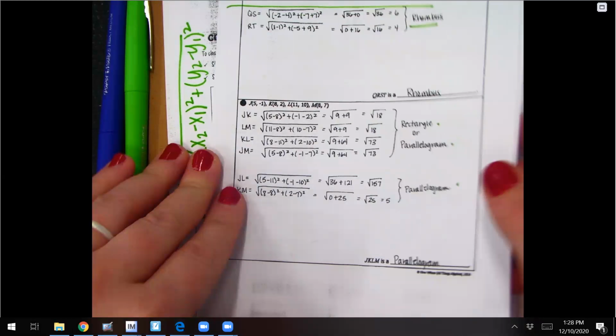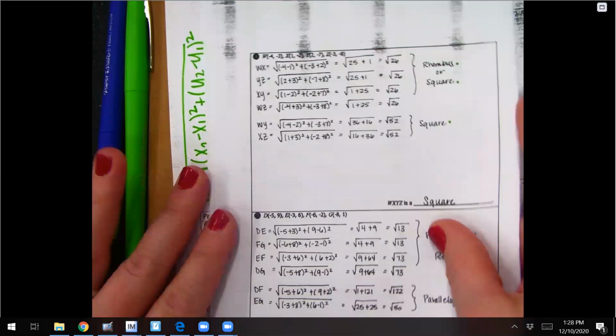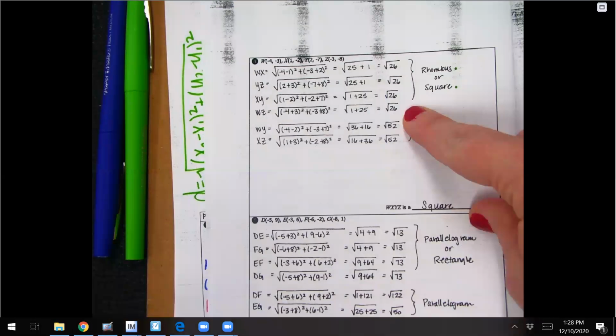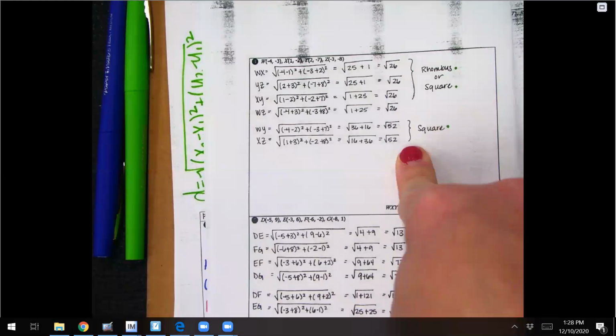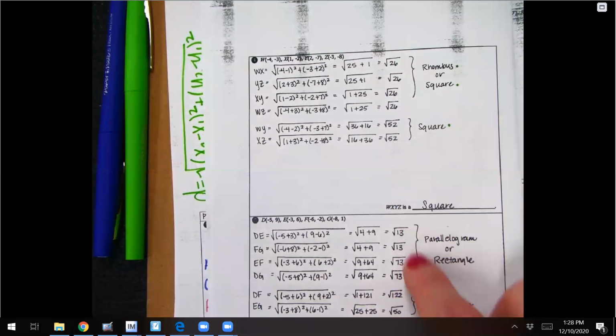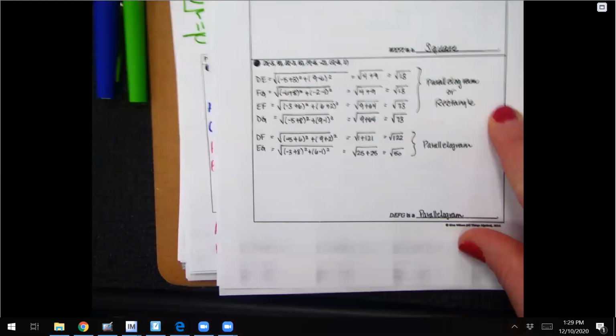On back, if we do the sides, they're all 26. So everything's the same. So that's going to be a square or a rhombus. Then we look at the diagonals. They're also the same. So that makes it a square. Then for number 5, 13, 13, 73. So that means it has to be a parallelogram or a rectangle. And then the diagonals are different. So it's a parallelogram. Any questions on how to decide what it is?